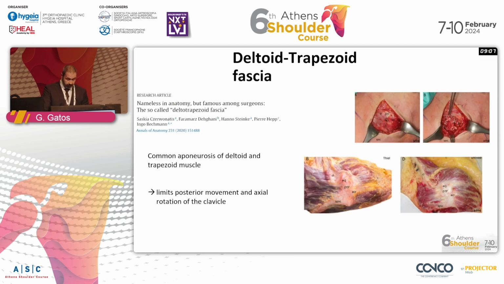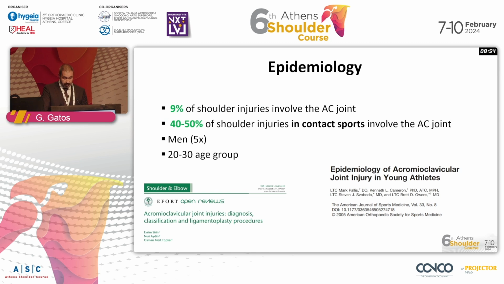We also have the deltoid trapezoid fascia, which is a common aponeurosis of the deltoid and the trapezoid muscle, and it limits posterior movement and axial rotation of the clavicle. 9% of shoulder injuries involve the AC joint. Nearly half of those happen in contact sports. The prevalence is higher in men, mostly aged 20 to 30 years.